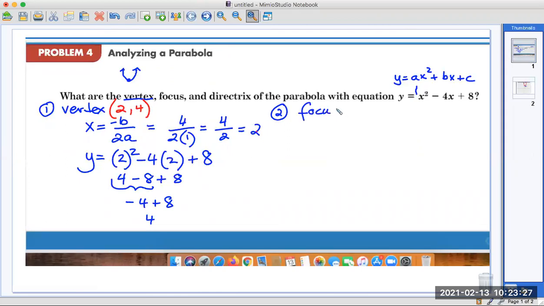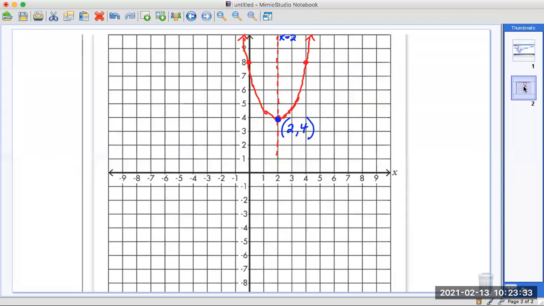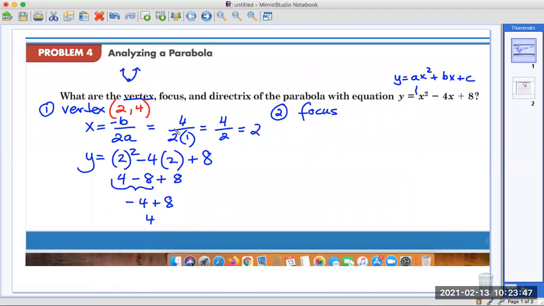The focus has a distance which we denote c. That is the distance from the vertex. So whatever c is, that's how far you go up. And so we have to find that c. To find the c, the distance, we have a little formula that says a is equal to 1 over 4c, where c is our distance from vertex to focus. A is this first number.